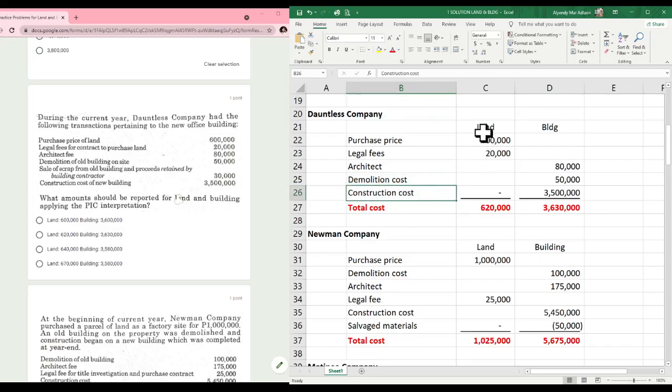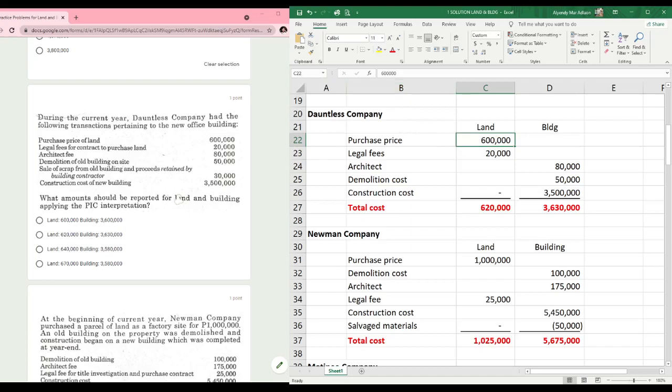So how much is the cost of the land and building? First we have the purchase price. Take note that under the PIC interpretation, for land purchased with a building attached to it, it will depend whether that old building is usable or not. If that old building is usable, then this 600,000 will be allocated to the land and that old building. However, if that building is already unusable, then all the purchase price will go to the land.